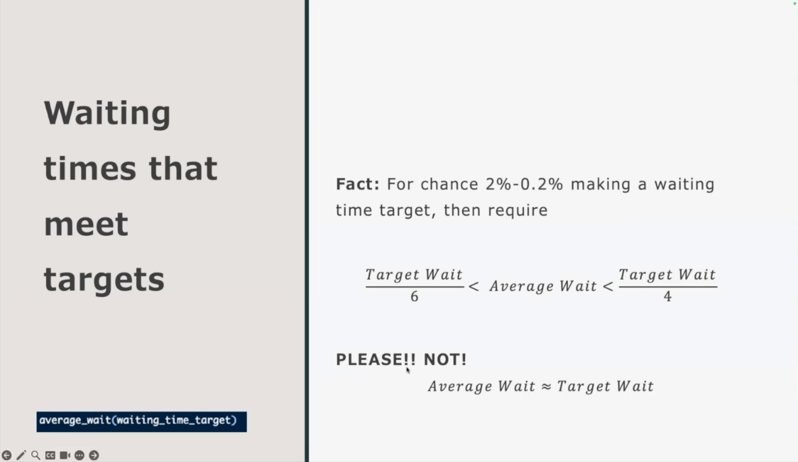So please don't try to make your average waits close to your target wait. They need to be a factor smaller, like a quarter. Again, you can do the calculation with the package.